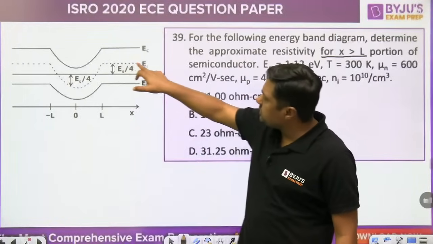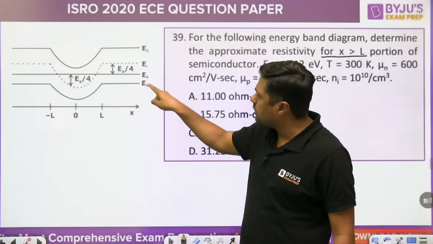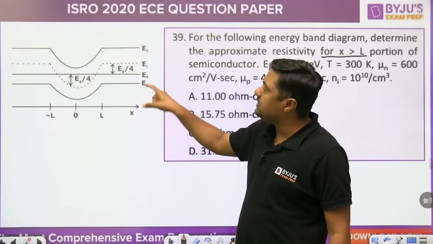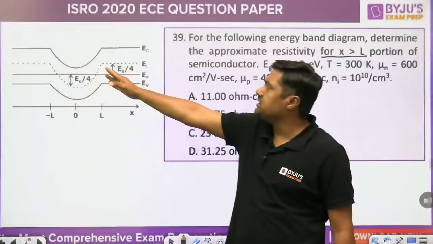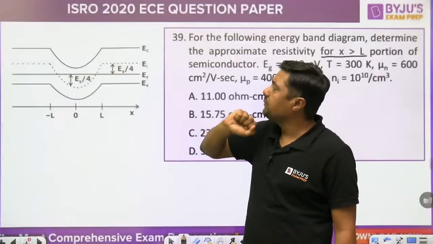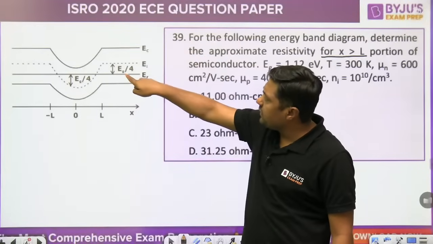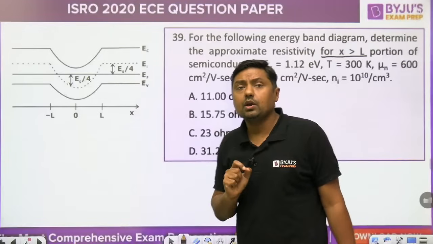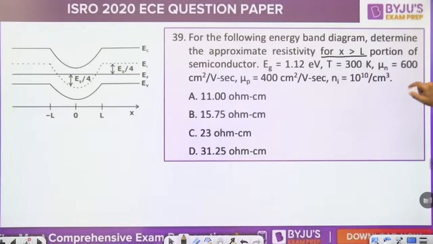Here this is the intrinsic Fermi level, this is the conduction band, and that is the Fermi level, and the Fermi level is near to the valence band. When the Fermi level is near to the valence band, it means this is P type. So here it is P type, in between it is N type, and here again it is P type. And what is the gap between EI and EF? EI minus EF is given as EG by 4. EG is given here, T is given here, mu n is given, mu p is given.